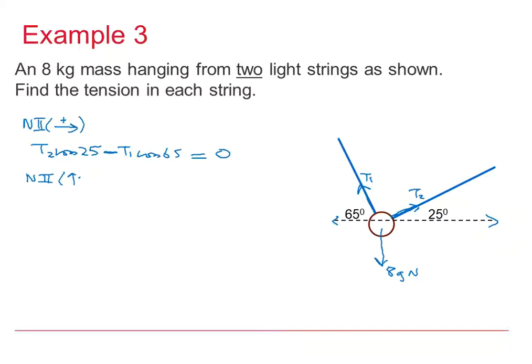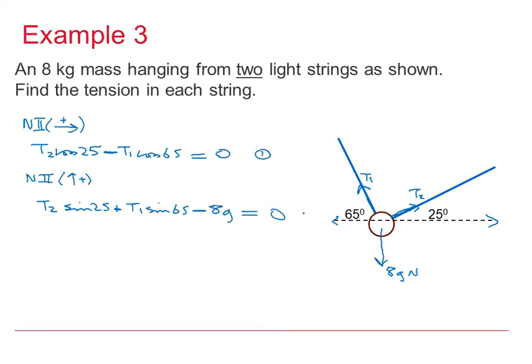I can also apply Newton's second law vertically. I'm going to take upwards as positive, I've decided. So starting with T2 again, how much of T2 is pulling straight up? Well, that would be the opposite side of the triangle if I drew one, so that would be T2 sine 25, that's straight up. How much of T1 is pulling straight up? That would also be the opposite side of the triangle, so that's T1 sine 65, that's also pulling up, so that's a positive component. But don't forget the 8G, which is pulling straight down, so that's a negative force, and that total force must add up to 0.